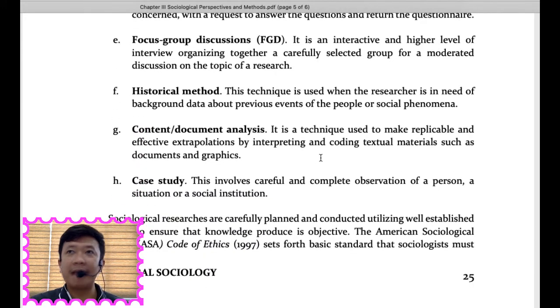Document analysis will be gathering many documents, different types of documents, no?